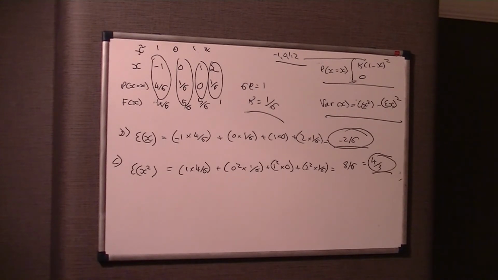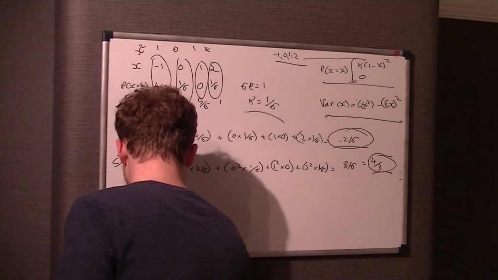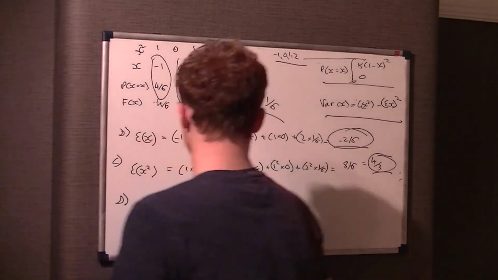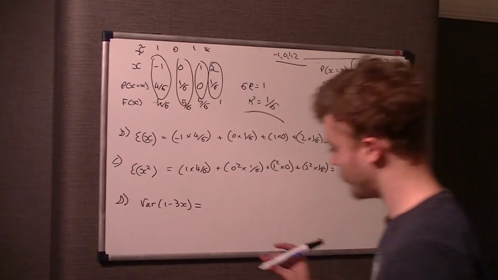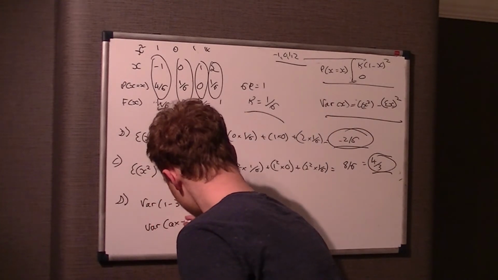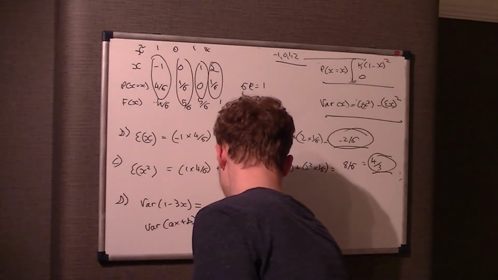Now part D says find the variance, so it's one of them ax plus b things, so it's the variance of 1 take 3x. Well, if we put it in the other form that we had before, the var of ax plus b is equal to a squared times the variance of x.